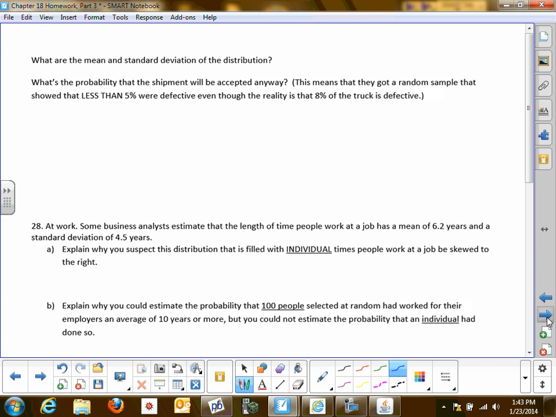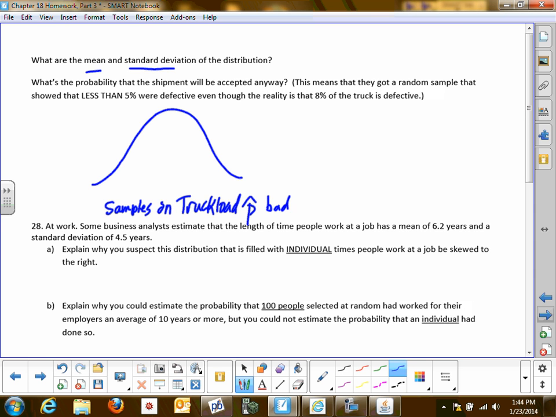So last thing, you're going to figure out the mean and the standard deviation of this distribution, but basically, we've got a situation where these are going to be all of the samples on the truckload, filled with the proportion that are bad apples. Samples with n equals 150. So on average, they're going to be 8%, because that's what the truck contains. On average, it should be 8% bad apples.